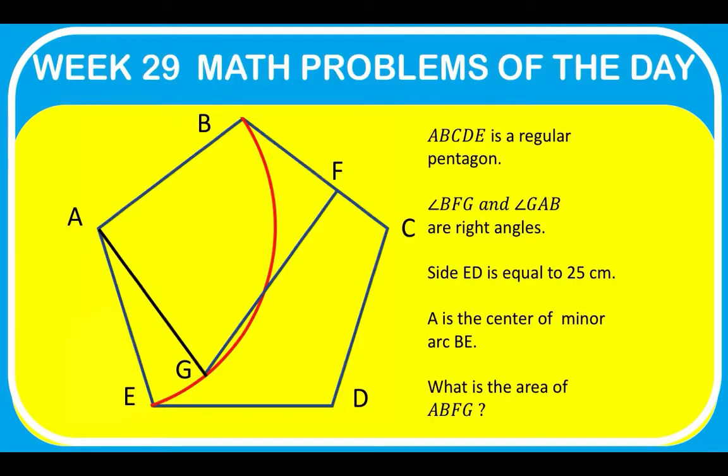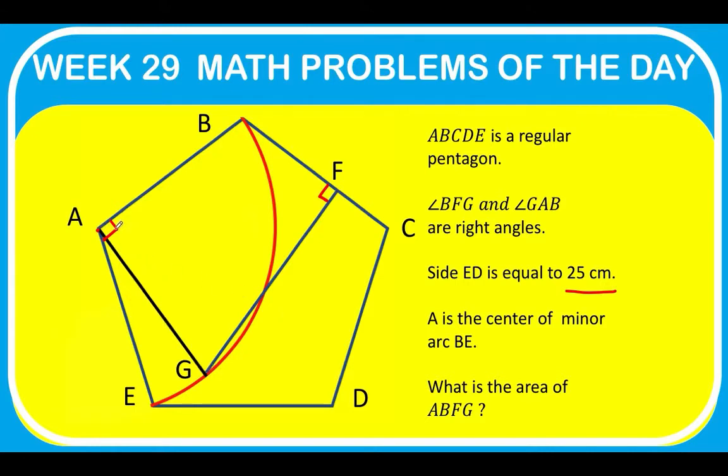Suppose we are given this regular pentagon with a side length of 25 centimeters. It is also given that angle BFG, that means this angle BFG, is a right angle, and angle GAB is also a right angle. Point A is the center of the minor arc BE. What is the area of quadrilateral ABFG? A, B, F, and G.